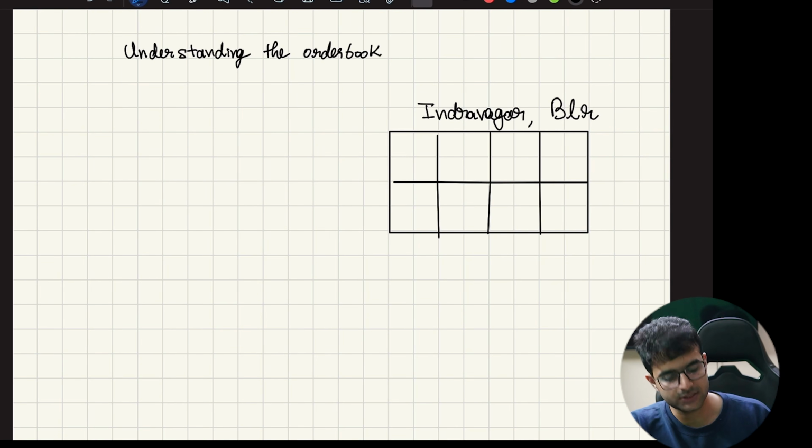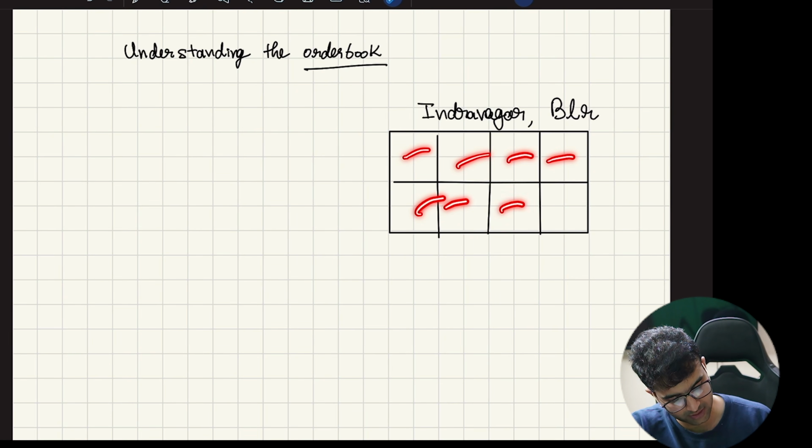Let's understand the first term here, known as the order book. Let's take an example of Bangalore again. Let's say there's a certain plot of land in Indranagar where there are 8 plots and they're all identical, which means they all look the same. There's no real corner plot, even though it looks like there's a corner plot here.